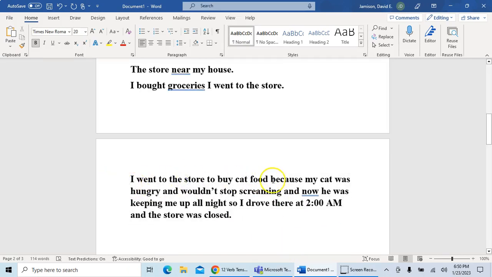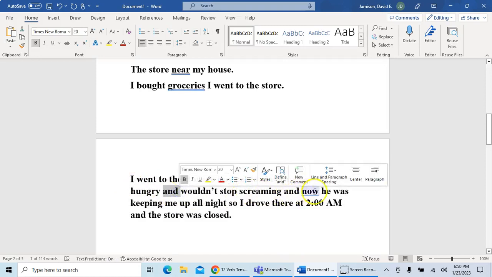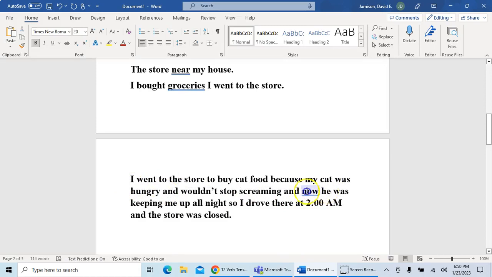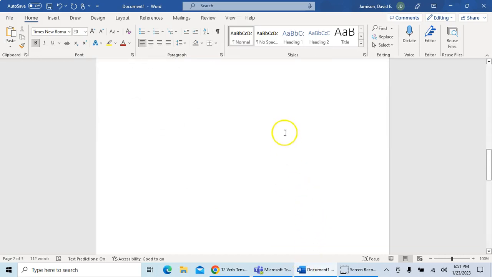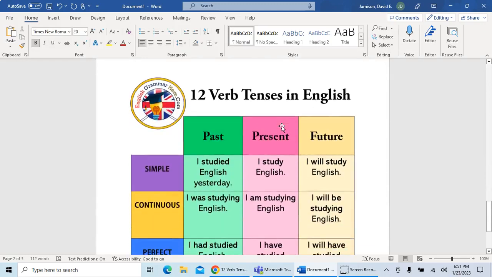I went to the store to buy cat food because my cat was hungry, period. My cat wouldn't stop screaming and was keeping me up all night, period. I drove there at 2 a.m. and the store was closed, period. So you could break this into 3 sentences and it would work, but the way it is now, it doesn't really work. Tense shifts. So this is one that you guys did surprisingly well on, but I want to review it anyway.